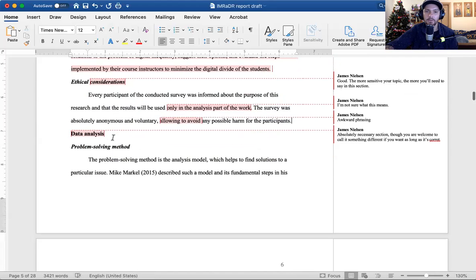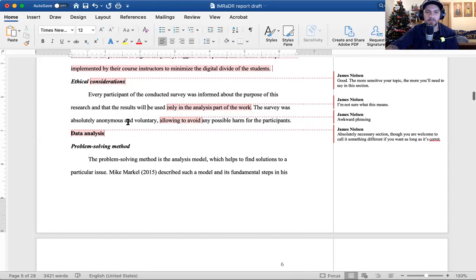All right, so we have some awkward phrasing. Certain things I might not understand, right? Only in the analysis part of the work. I don't know what that means, all right? So let's look at it. Every participant of the conducted survey was informed about the purpose of this research and that the results will be used only in the analysis part of the work. I don't know what that means, that the results will only be used in the analysis part, because I think they talked about it in other parts too, right? Like they talked about it in the methods. They mentioned it briefly in the abstract. It's fundamental to our whole research paper, right?